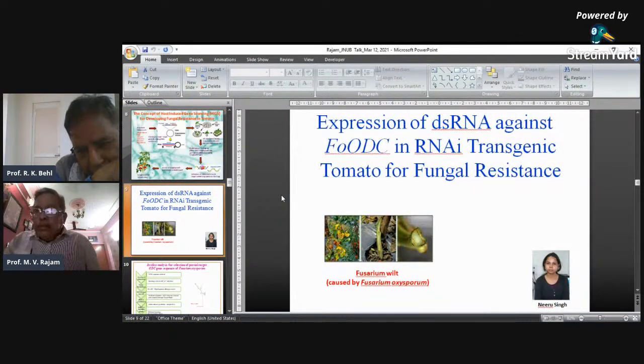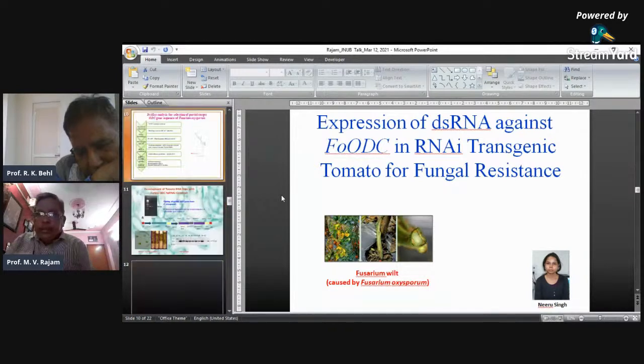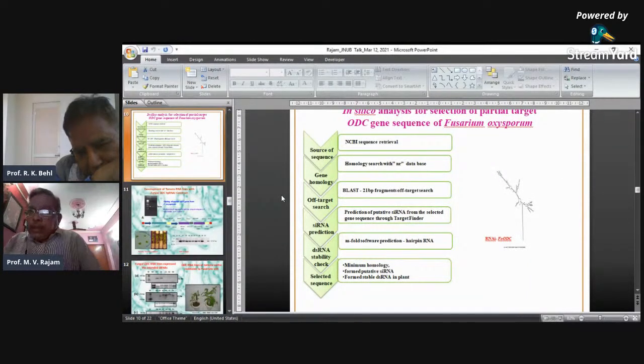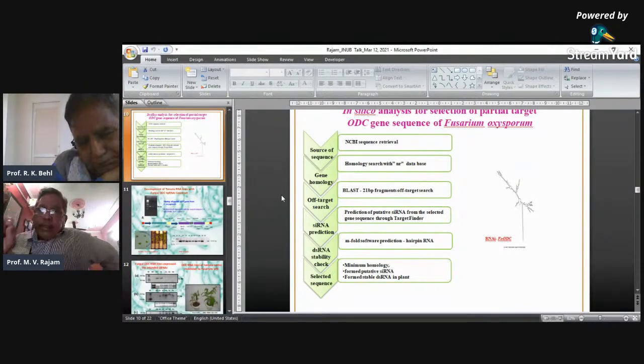Let me discuss very briefly what we have done. As you know, Fusarium oxysporum causes Fusarium wilt, and these are the typical symptoms. This work was done by Neeru Singh. Initially, we retrieved the ODC gene from Fusarium oxysporum from NCBI, and then the sequence was subjected to BLAST search. Then we selected about a 560 base pair region of the target gene, which has very low homology. And then this 560 base pair sequence was divided into 21 base pair fragments, because the target fungal ODC gene sequence will form multiple siRNA molecules of 21 base pair size.